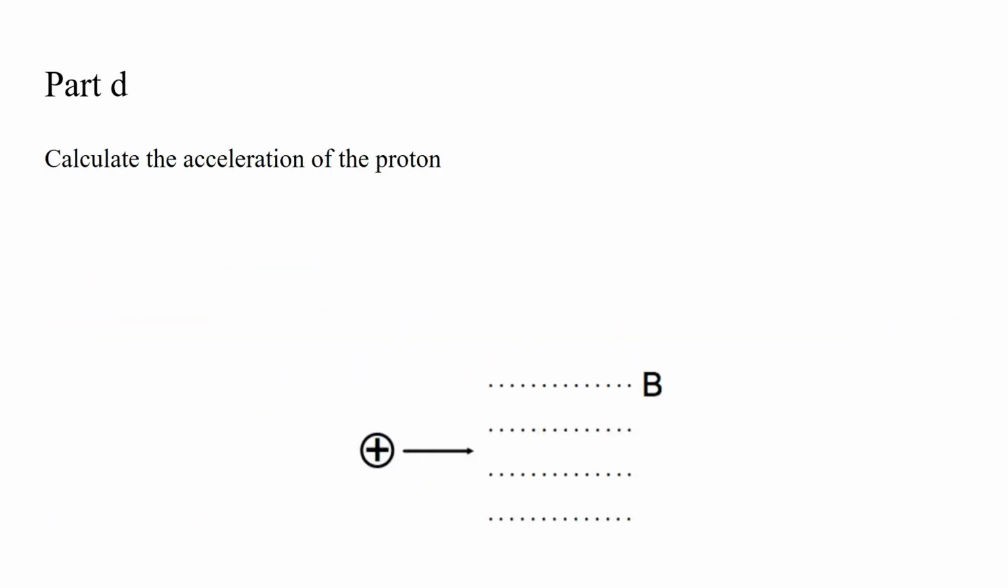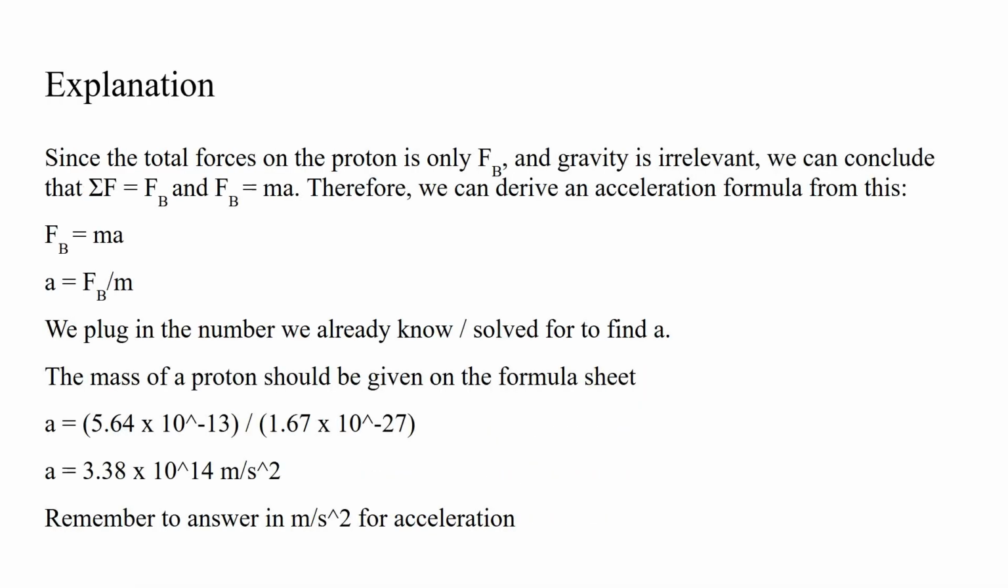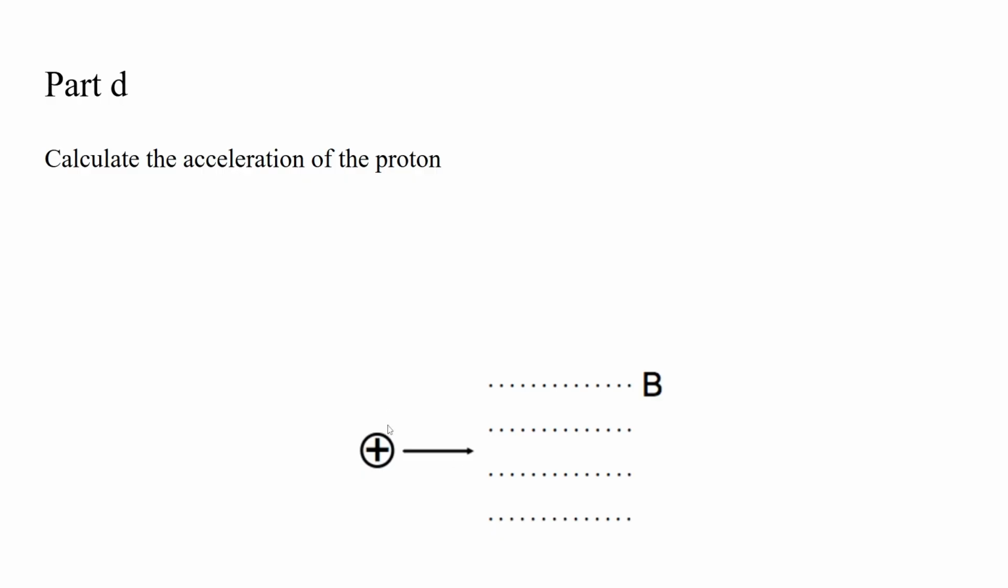Part D, calculate the acceleration of the proton. As the proton enters the B field, we want to figure out the acceleration. Since the total force on the proton is only F of B and gravity is irrelevant, we can conclude that sigma F equals F of B and F of B equals ma. Therefore, we can derive an acceleration formula from this. As the proton enters the B field, there is no other force acting upon it other than the B field, as gravity is irrelevant to such tiny objects.